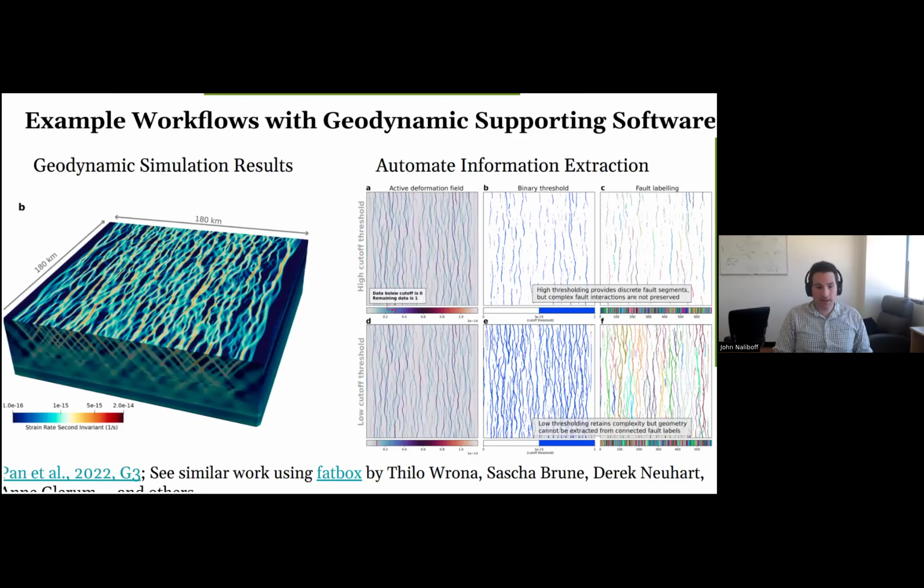Another example is work that was done by a PhD student, Sophie Pon, who worked with me a few years ago, where we ran long-term geodynamic models of continental extension, and we wanted to quantify how these fault networks evolve through time. So we used image processing software in Python to extract that information. This is in 2D in a given horizontal plane, and we get all the way to the point where we have this active deformation field. So this is the input, and then we eventually extract where the faults are located.